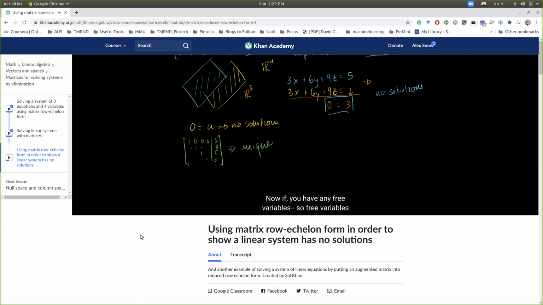Now, if you have any free variables, they look like this. Let's say I have 1, 0, 0, and then I have the entry 1, 2, and then I have a bunch of zeros over here. And then this has to equal 0. Remember, if this was a bunch of zeros equaling some constant, let's say this is equal to 5, this is equal to 2, then I would have no solution.